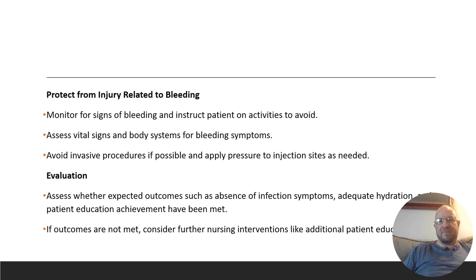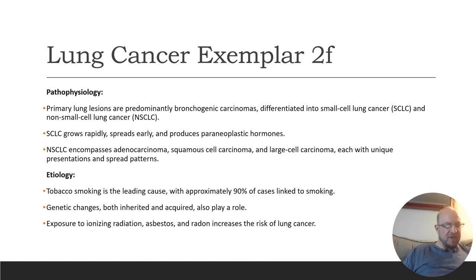Lung cancer. Lung cancer is next. The pathophysiology, we have primary lung lesions, are predominantly bronchogenic carcinomas differentiated into small cell cancer and non-small cell cancer. I think we'll probably know a little more about non-small cell cancer. Small cell cancer grows rapidly, spreads early, and produces paraneoplastic hormones.